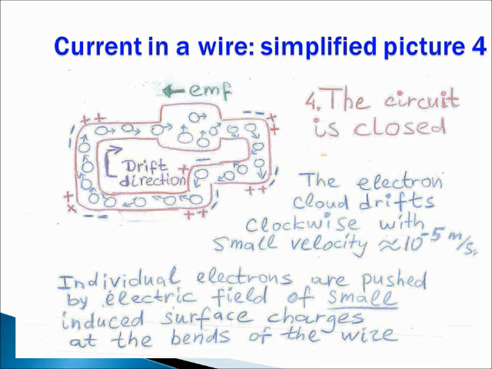So therefore, to change the direction of motion, the electrons must experience the force created by additional charges. These charges are the negative and positive surface charges that accumulate at the bends of the wire.